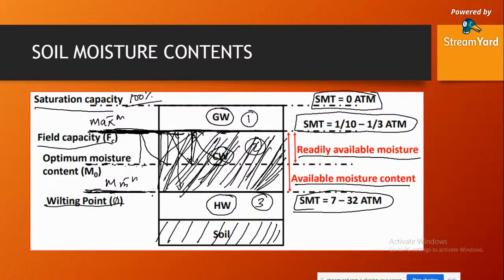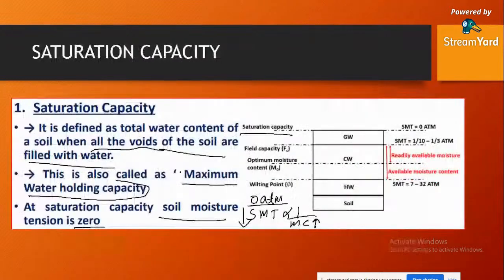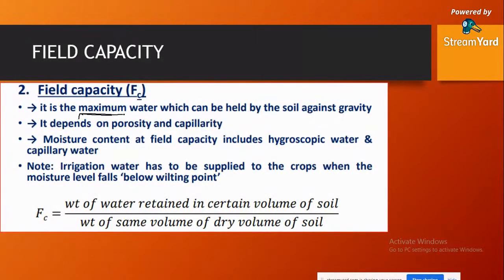So that's why this is called maximum amount of moisture, when all the voids will be full of moisture. You just remember this is maximum water which can be held by soil against gravity force and depends upon the porosity and capillarity.